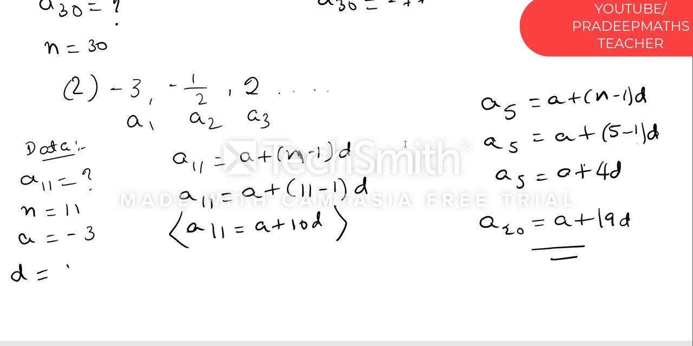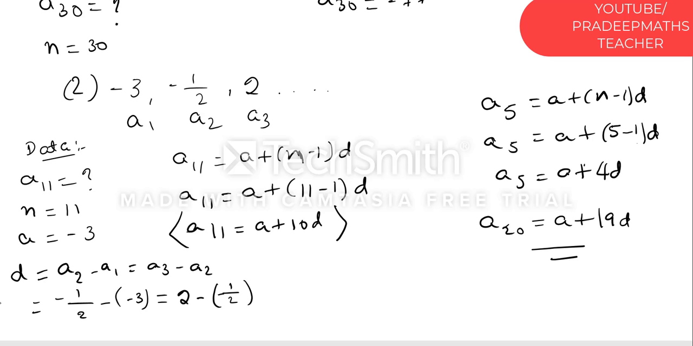The common difference formula will be A2 minus A1 equals A3 minus A2, correct? So A2 will be minus 1 by 2 minus A1, which is minus of minus 3. Therefore I'll write in a bracket. A3, the third term, will be 2 minus A2, which is minus half. So therefore I'll write in a bracket.